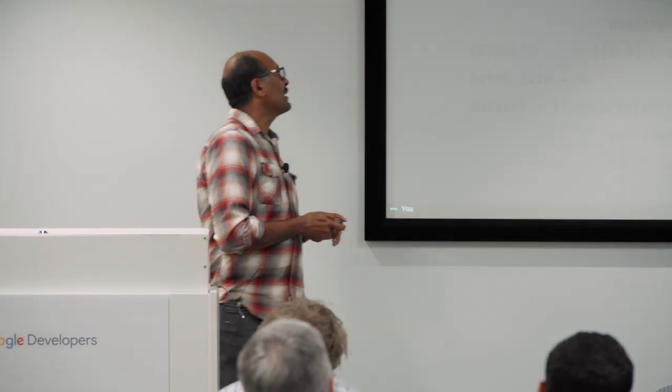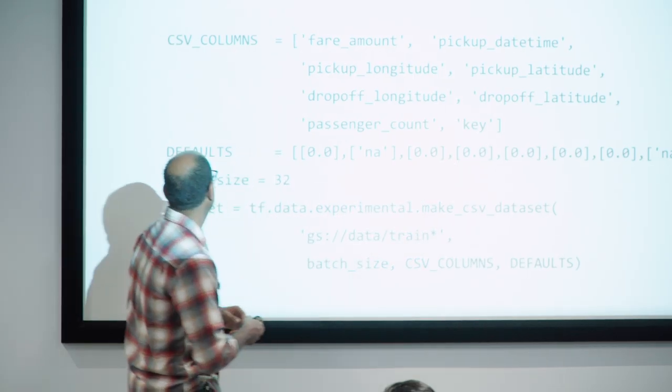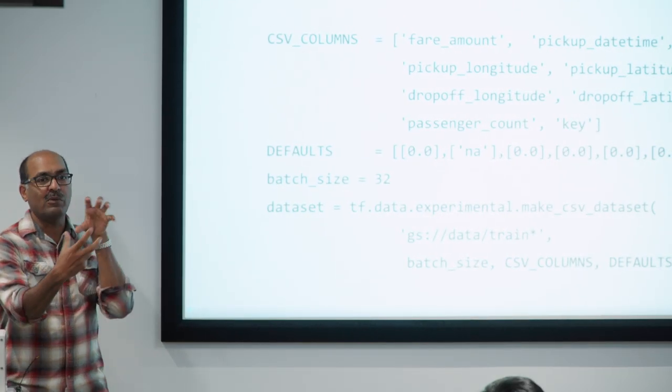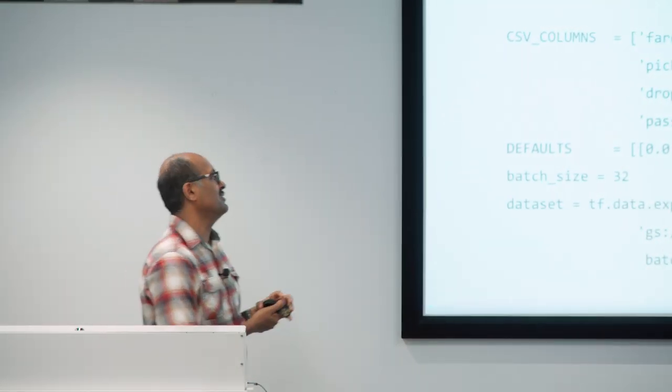Here, we have to write a pipeline to read the data. Okay? And then we have to specify what the columns are. So these are the columns that we are reading from the data. We have to specify what types the columns are, okay? That the fare amount is a floating point number and the pickup date time is a string, et cetera. And then we have to specify what our batch size is. In this case, I'm going to say it's 32.